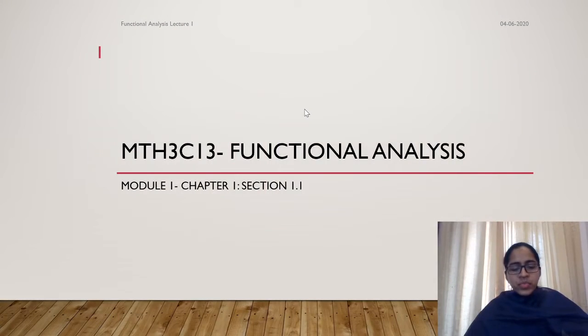In this functional analysis, we have 3 modules. The detailed syllabus is given in your Google Classroom. You can refer to it. So let us begin with Module 1, Chapter 1, Section 1.1. In the beginning of this session, we are going to recall a few terminologies which you have already learned in linear algebra, like linear spaces, independence, dependence, kernel, and so on.